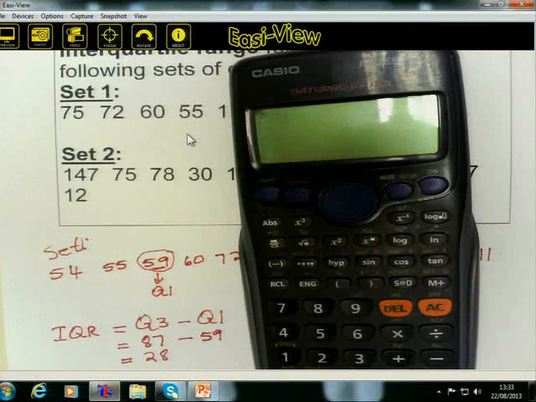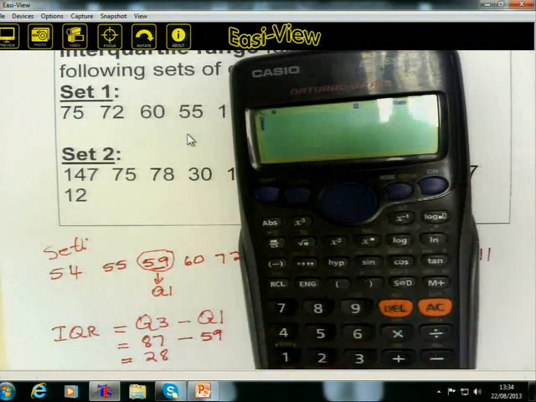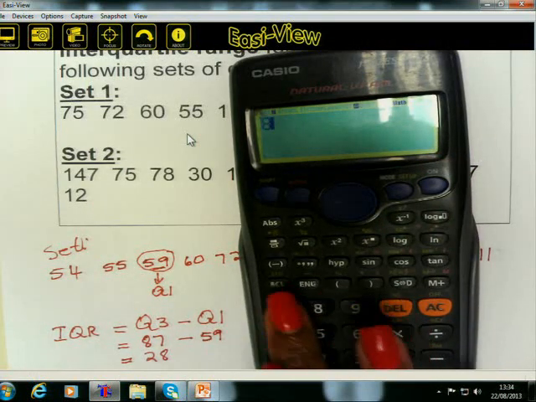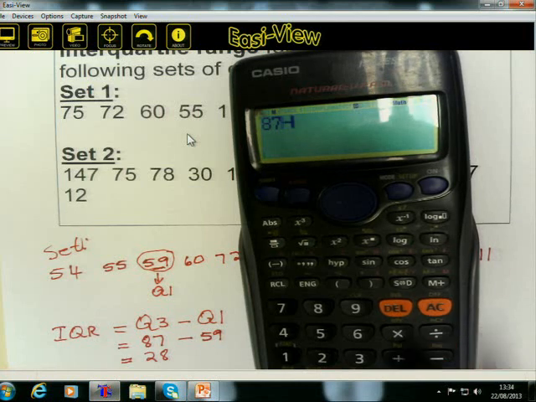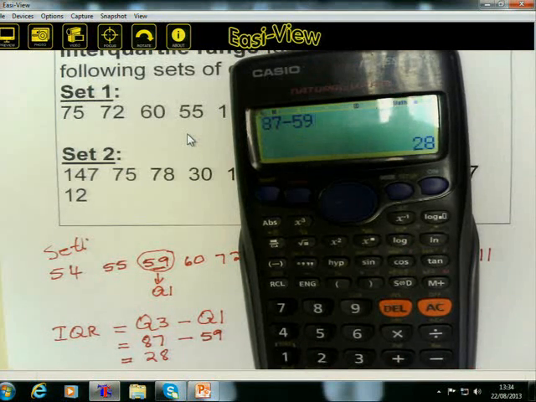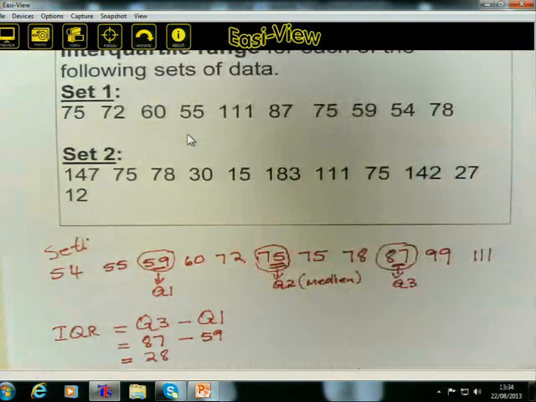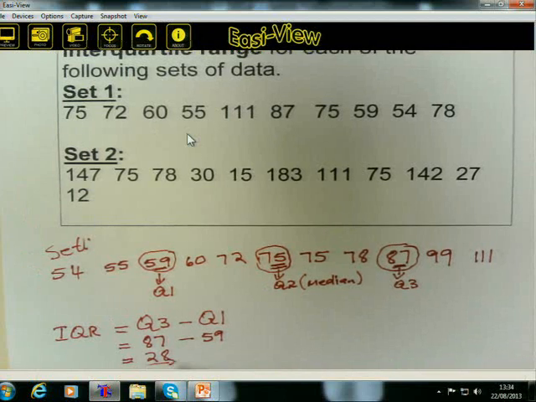If you want to check that on the calculator, we can quickly do that, grade 12s. Okay. Let's switch it on. 87 minus 59 will give us an answer of 28. Meaning our interquartile range is 28 for set 1. I'm sure you got all of them right.